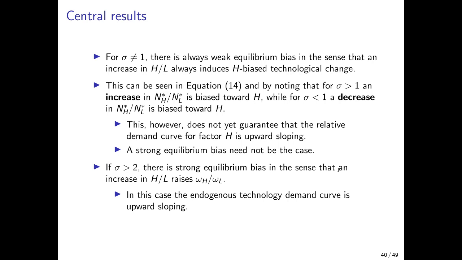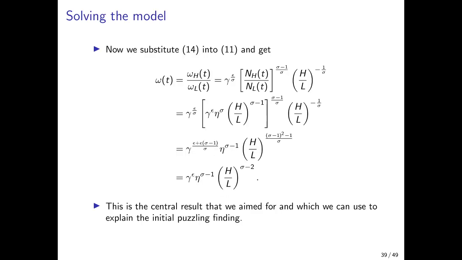However, this weak equilibrium bias that is always present in the model, except for the Cobb-Douglas case, but that's the uninteresting case that we do not consider in this chapter, is not yet sufficient to guarantee an upward sloping labor demand curve, or that the skill premium increases if H over L rises. For this, we need a strong equilibrium bias, and a strong equilibrium bias would prevail if sigma is greater than 2, meaning that the two production factors H and L are rather good substitutes.